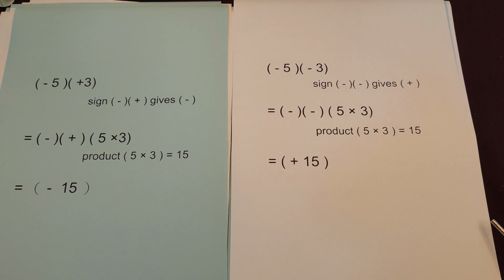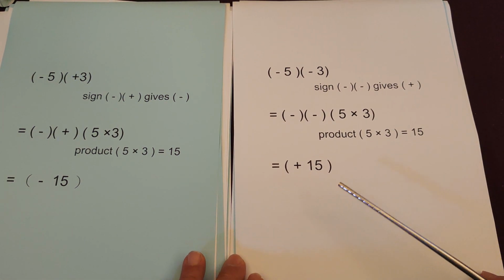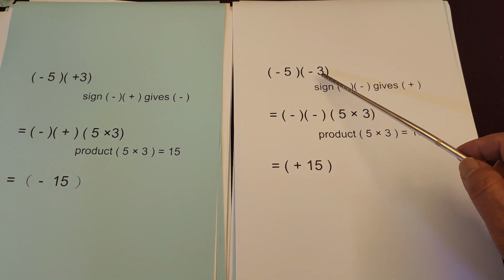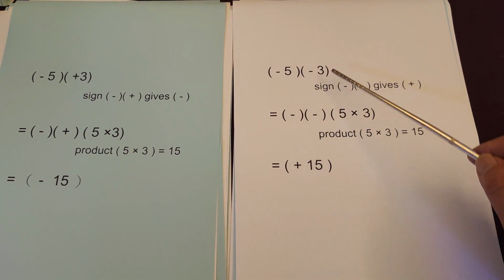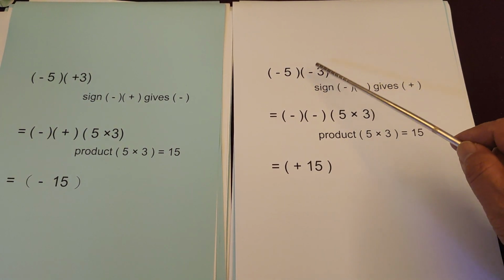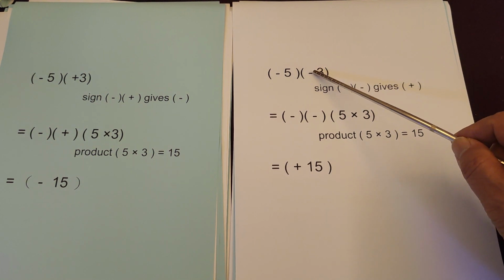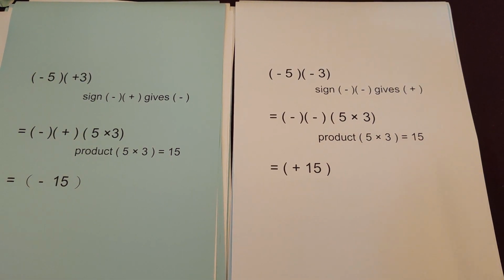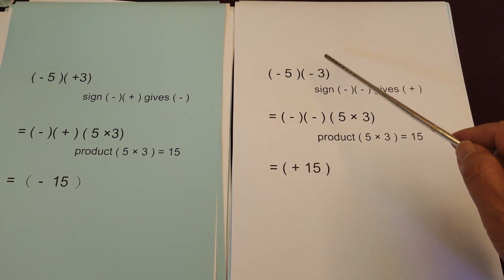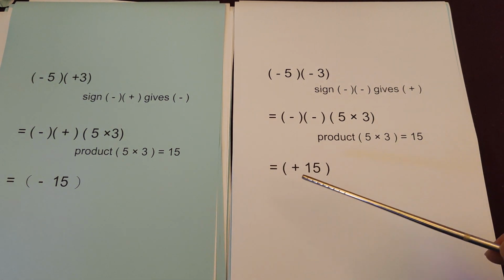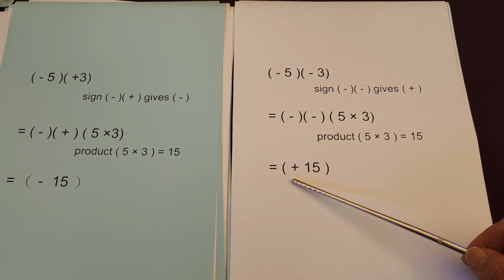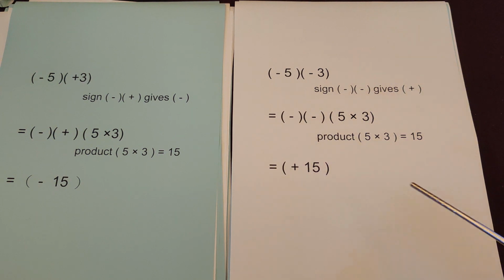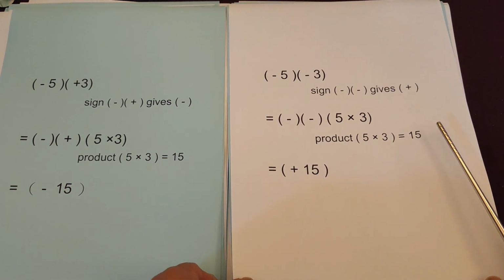Okay, then we come to another example. The first sign is a negative one. So the sign of the answer is the reverse of the second one. So we have a negative sign reversed to a positive sign. Or we can take it this way: the signs of these two are the same, so we have a positive result as the answer. And the product is 15. So we have the answer positive 15.